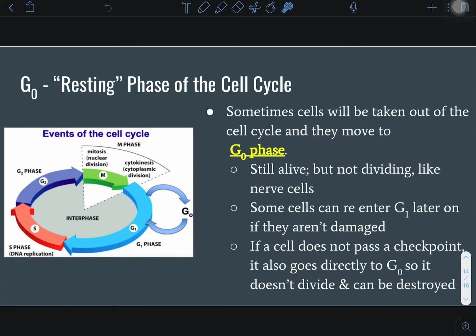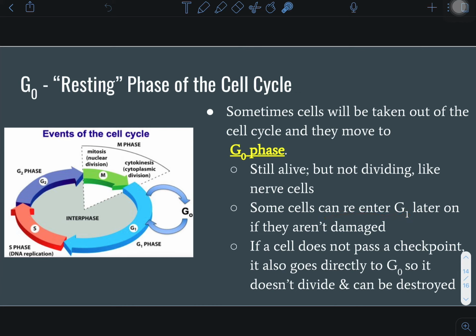During G0, the cells are still alive, but they are not dividing. An example would be a nerve cell. Your brain cells are alive, but they don't divide. If you damage brain cells, they're damaged forever. If you kill brain cells or spinal tissue, it's destroyed and broken forever, and it doesn't repair itself. So some cells can re-enter the cell cycle from G0, but some can't.